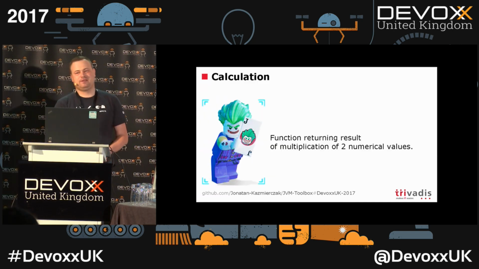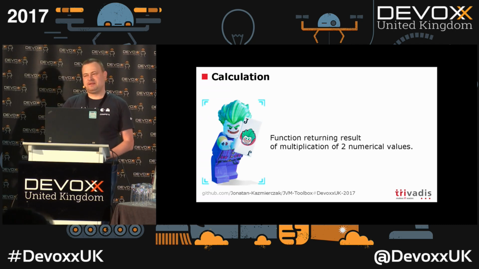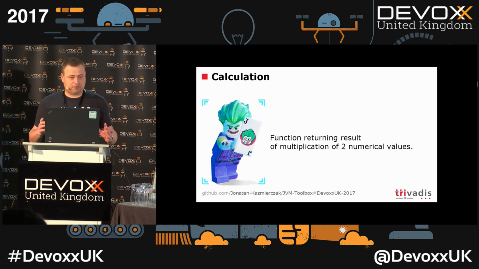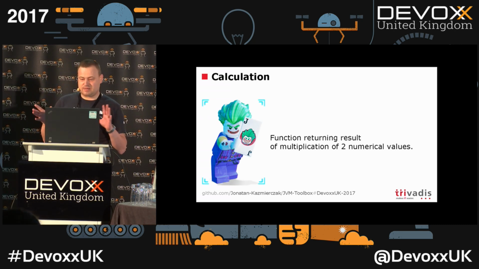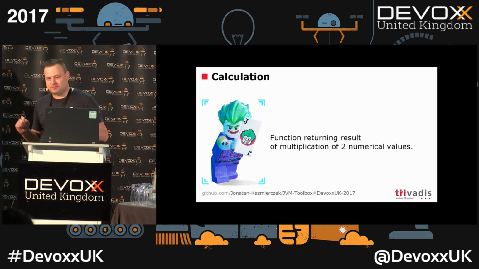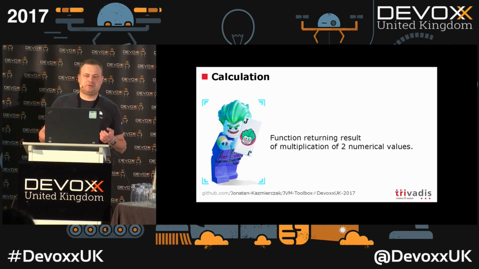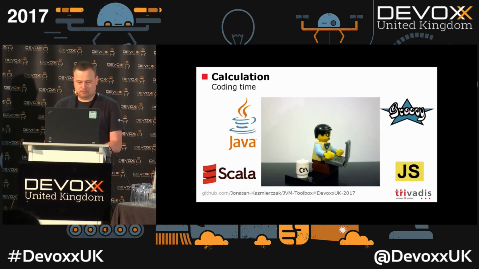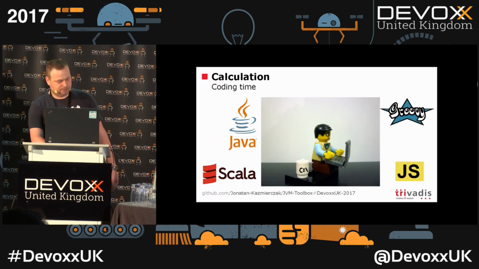First, calculation. We want to implement a function returning the result of multiplication of two numerical values. Let's think for a moment about what is behind this innocent statement. Two numerical values. It can be anything, right? Integral values, decimal values, big, small. And of course, we don't want to lose any precision at any point in time. Good. So it's time to start some coding.